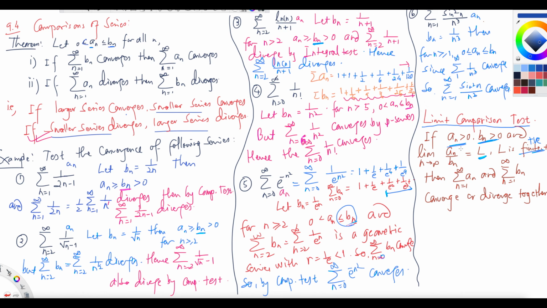If the limit of the nth term of a_n and b_n is a number L, which is finite and positive, in that case both a_n and b_n either both converge or both diverge. Okay, so either both of these converge or both of these diverge. So that is called the limit comparison test.